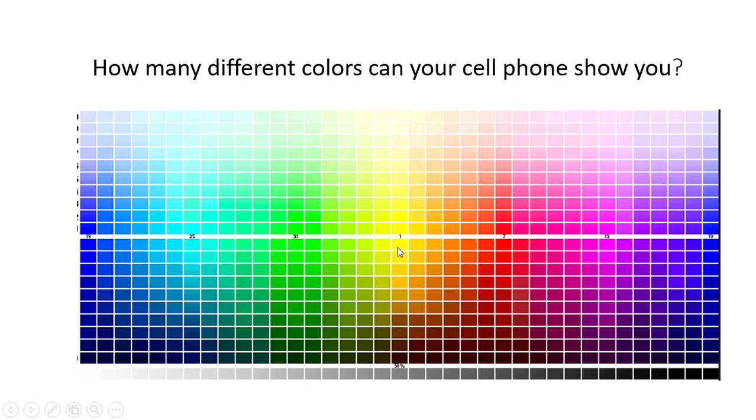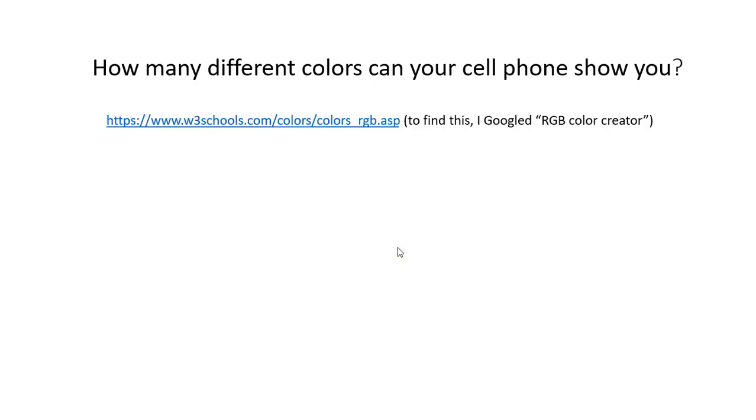So what I want to do now is explore that with you. I gave you the web link here if you want to mess around with this too. I'm going to do it for you here on the video. To find this, I just Googled RGB color creator, and then I found this one from W3Schools. It's got a pretty nice little web app. I'm going to click on it here to open it.